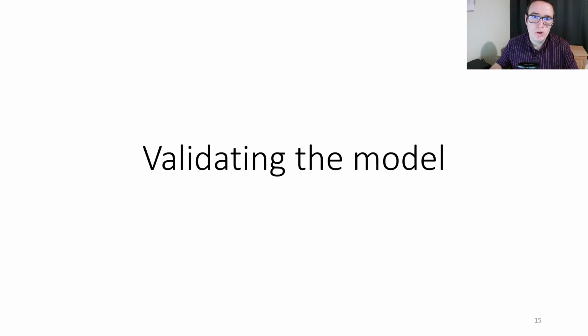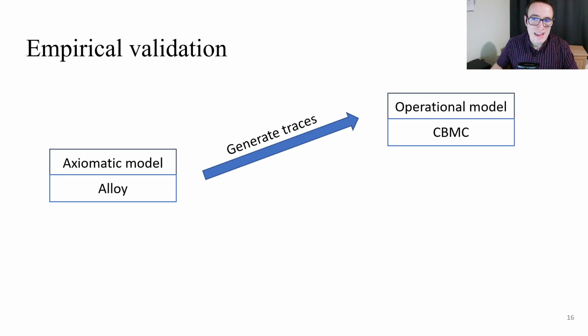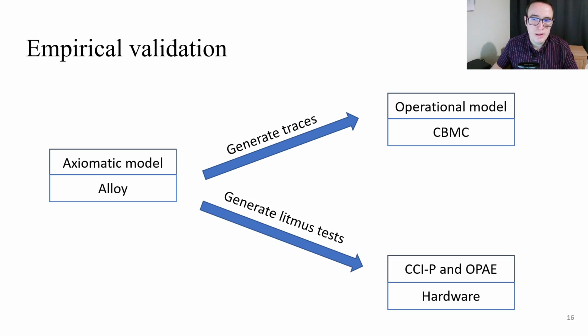Now that we have the operational model and the axiomatic model, we want to see if these models match each other and if they match the actual hardware. We start from the axiomatic model implemented in Alloy by generating a large amount of traces. We then execute all these traces on the operational model implemented in CBMC. Whenever there is any discrepancy, we find out where the problem is, fix it, and then rerun all the traces. After there are no more discrepancies, we want to see if these models actually match the actual hardware.